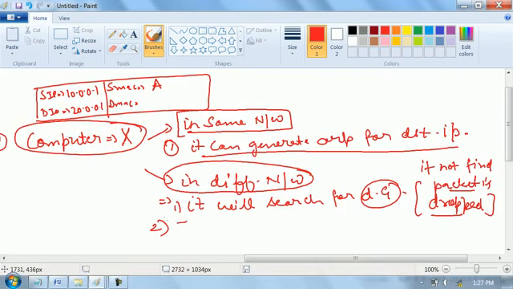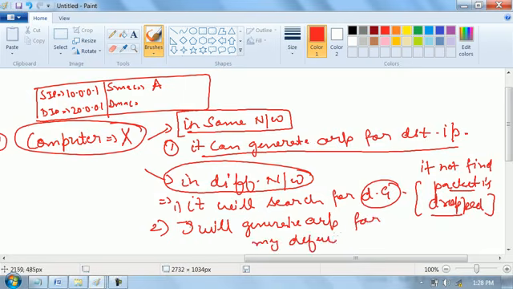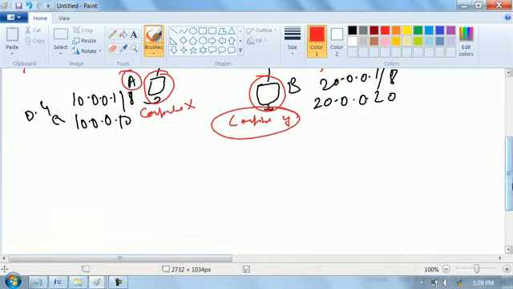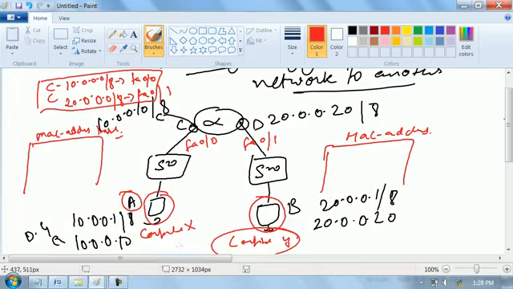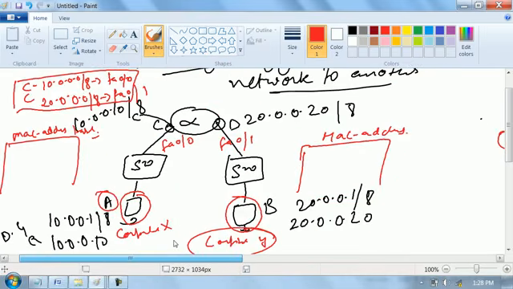I know my default gateway. It means I know now only one thing, that I have to forward this data to my default gateway. So what I will do? I will generate an ARP for my default gateway. For whom did I generate the ARP? Guys, tell me one thing, in this case what is the default gateway? 10.0.0.10. What is the source IP? What is the source IP? Default gateway is.